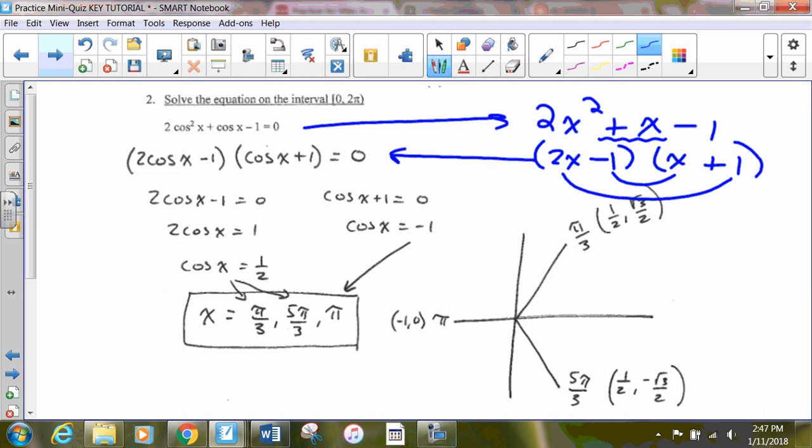And then we go through, we set them both equal to 0. We notice that we are in an interval. And so that's why after we find our 3 angles, pi over 3, pi, and 5 pi over 3, we stop. We don't do the plus 2 pi n.